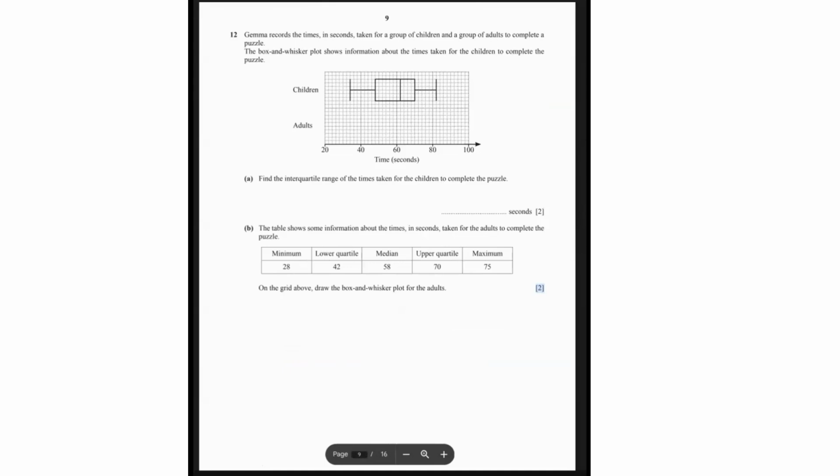This is how you interpret a box and whisker plot. This is your minimum. This is your maximum. This line inside the box is your median. Then this portion here is your first quartile or lower quartile, lower Q. This line here is your upper quartile, upper Q. So the interquartile range is just the upper quartile minus the lower quartile. It's just the difference between your quartiles.